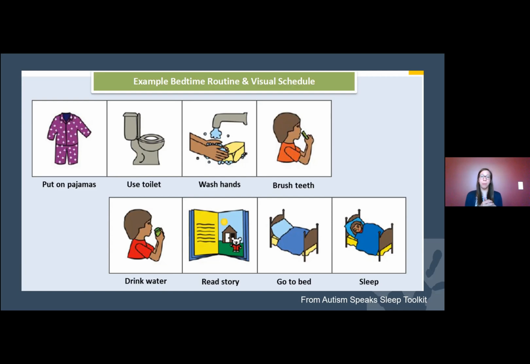And this is just an example of one, but you can take your own pictures of your child doing the various things, or of the various special bear and things like that, or special story that you read, and then make your own visual schedule as well.